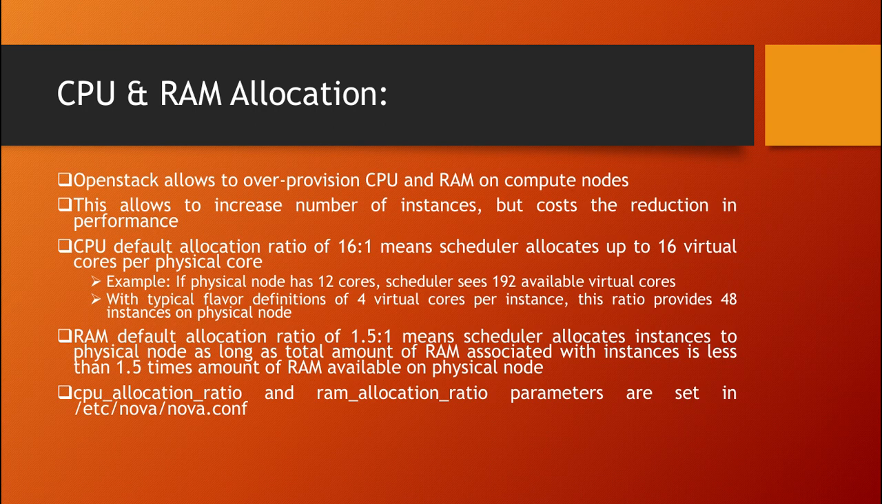And if you want to change that 16:1 ratio, or for the memory if you want to change the 1.5:1 ratio, you have to make changes to two parameters, that is cpu_allocation_ratio and ram_allocation_ratio, inside your Nova configuration file, that is /etc/nova/nova.conf. In that particular configuration file you need to define these two parameters to change the ratio of CPU or memory for your OpenStack platform.